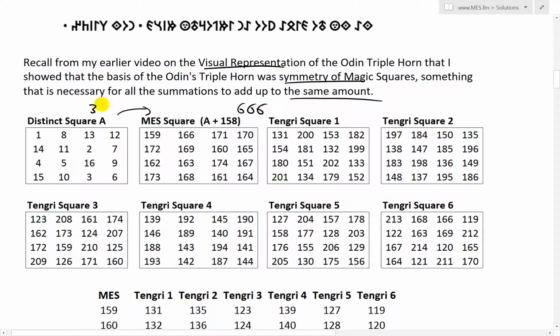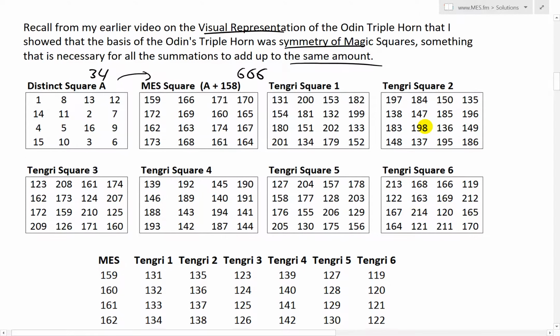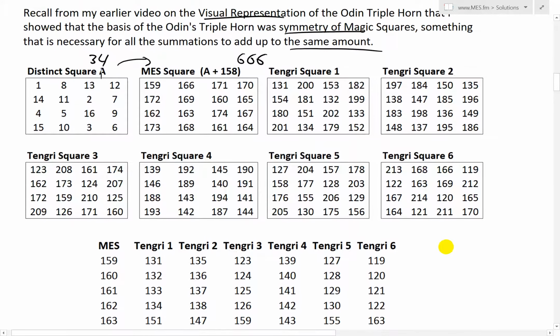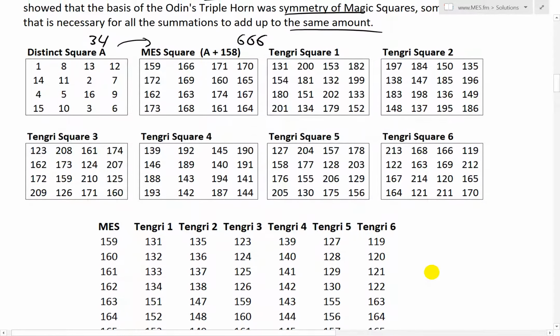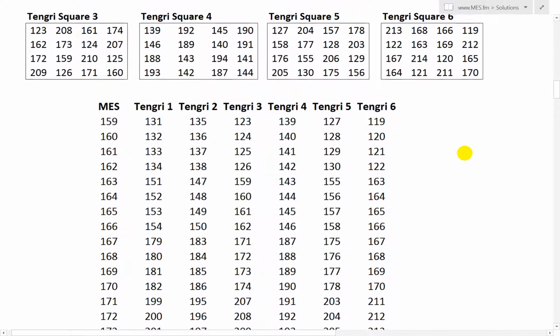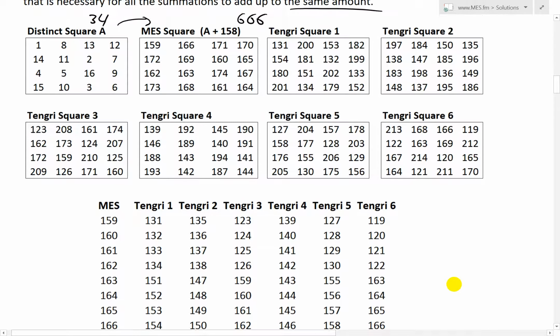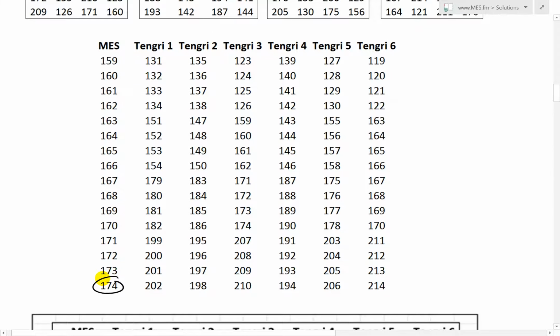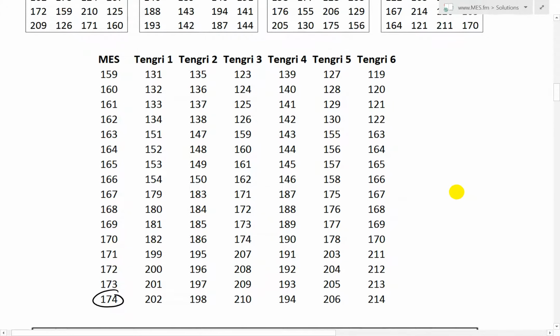This one is a 34 magic square, and then all the other ones, Tengri 1 to 6, are basically matrix transformations of it. So when you take these 7 squares, the Tengri 6 plus my square, and line them up in a table like this, starting from the lowest number, 159, all the way to 174, what you notice is a pattern, and that is everything is split in 4s. Mine is perfect in series from 159 to 174. Everything's in order, but you can still separate it into 4s like that.